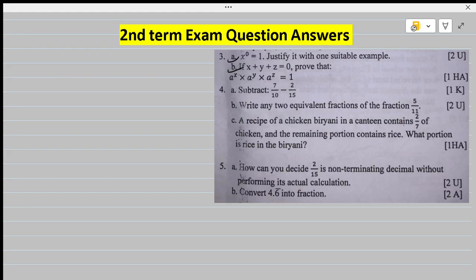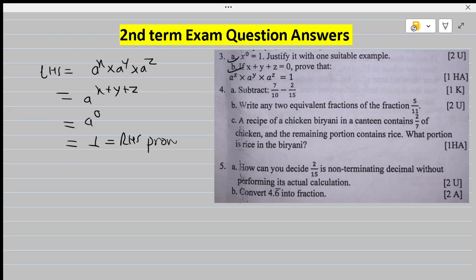So they said in B, if x plus y plus z equal to 0, then prove that a power x into a power y into a power z equal to 1. So we start by taking the left hand side. We have a power x into a power y into a power z, and if terms with the same base are getting multiplied, then their powers get added, and the sum of x, y, z is given here as 0. So a power 0 we got, and its value is 1, as we know.